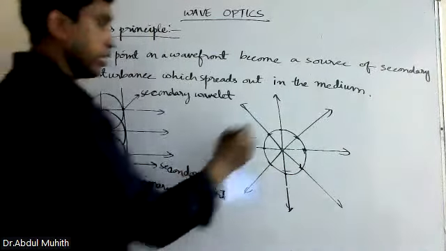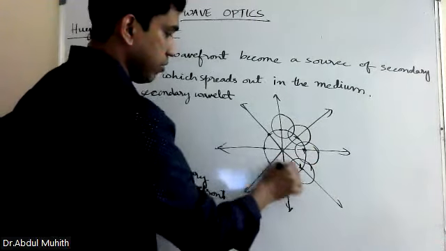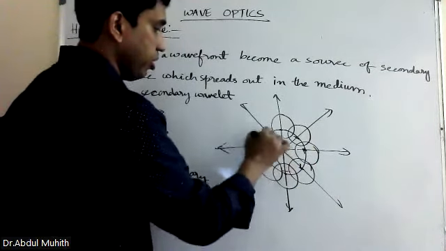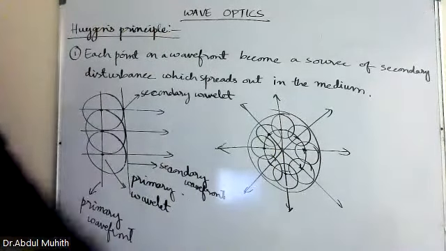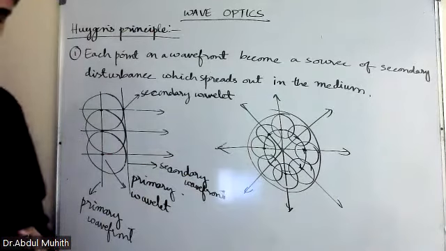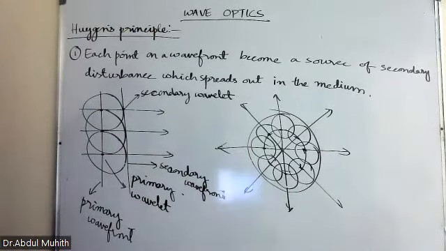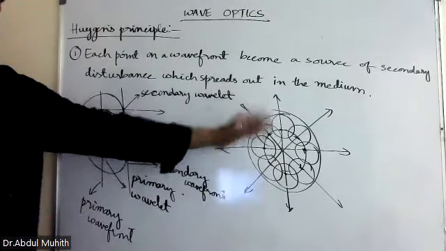Now, if I draw a circle for each of them, keeping the dot as a center, and then touch all of them, we get the next wavefront, the secondary wavefront. Is that clear? Now, in an isotropic medium, energy is equally transmitted everywhere.